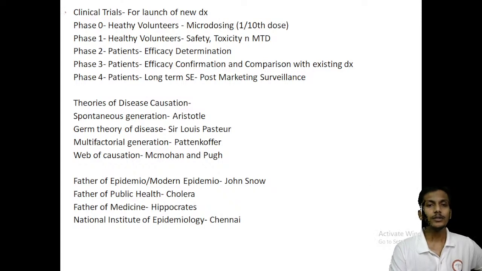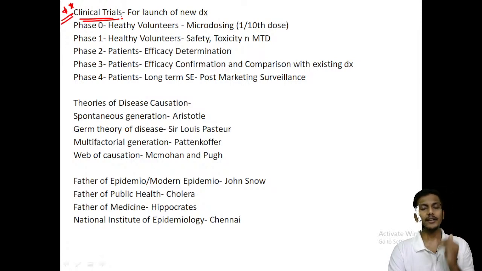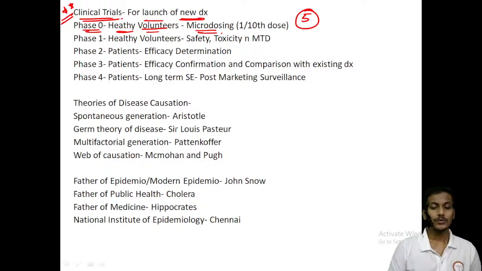Okay, let's discuss one more important phenomena of clinical trials. This we have already discussed in pharma, but just revising it once again. Clinical trials are actually used for launching a new drug.